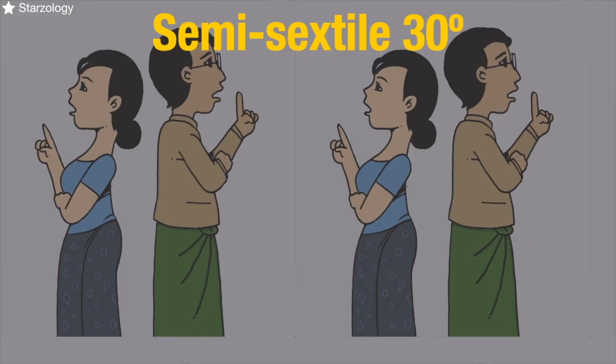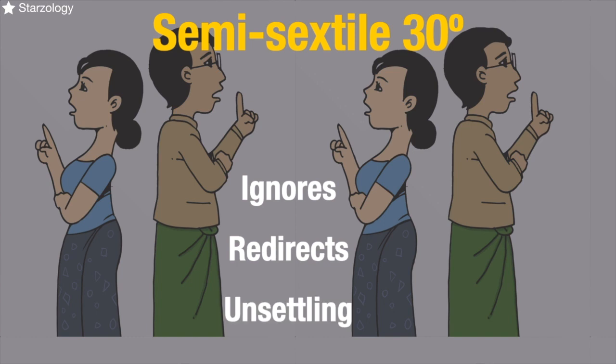Then we move on to the semisextile. This is an angle of 30 degrees. And here this is slightly different because our keywords here are now ignores, redirects, and unsettling. So two planets that are semisextile each other are quite happy to ignore each other. They really don't want to work together. And they are happy to redirect the energy either back to the other planet or elsewhere into the chart. It is a challenge to try and work semisextiles together cohesively in your chart, and it's probably an aspect that you will get to later on once you've dealt with all your squares, trines, and oppositions.